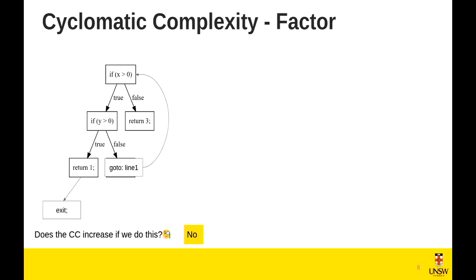And what about this? We replace this node with a goto here. So let's loop back to line 1. Does this increase the cyclomatic complexity? Yes, right. Because we are not increasing the number of nodes, but we are increasing the number of edges. So the answer is yes.